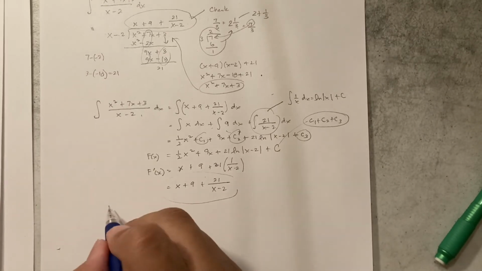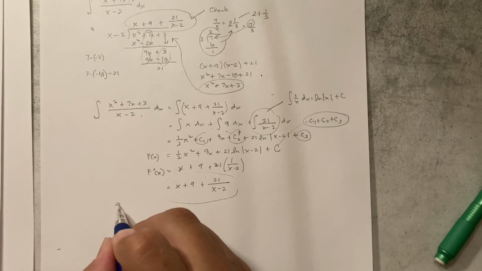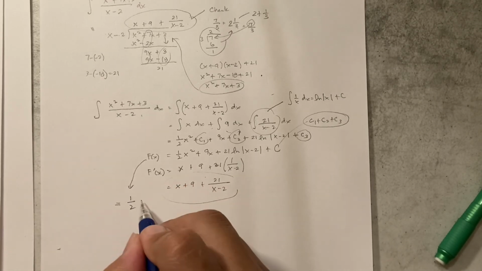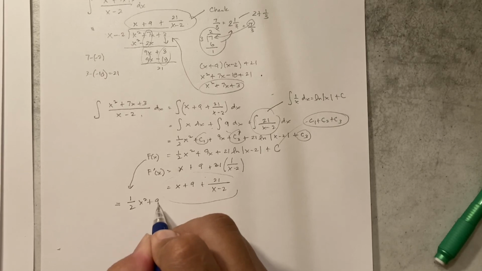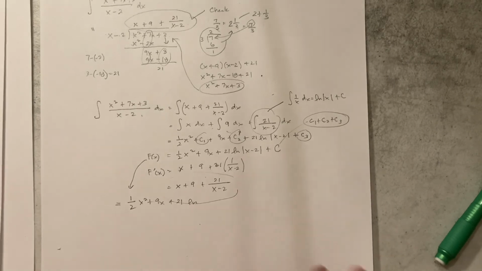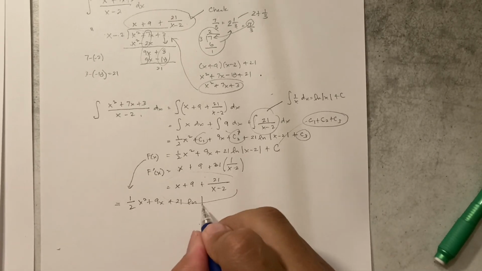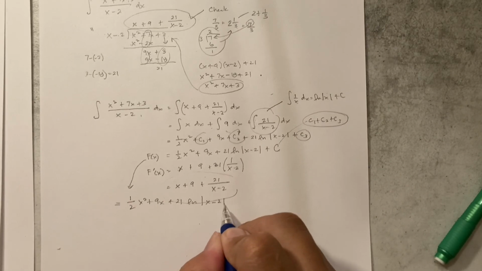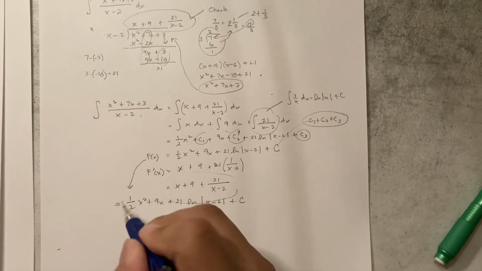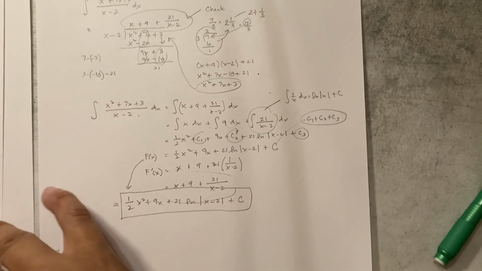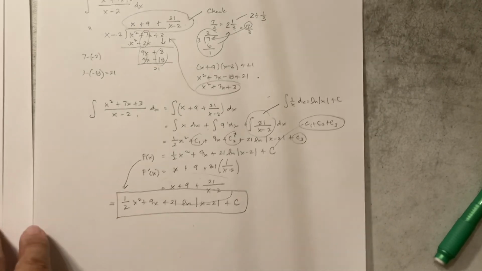So your answer for this one is 1/2 x squared plus 9x plus 21 natural log of the absolute value of x minus 2, plus the constant of integration C. And that's how to find indefinite integrals.